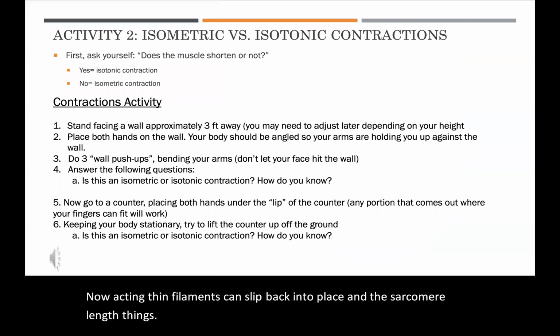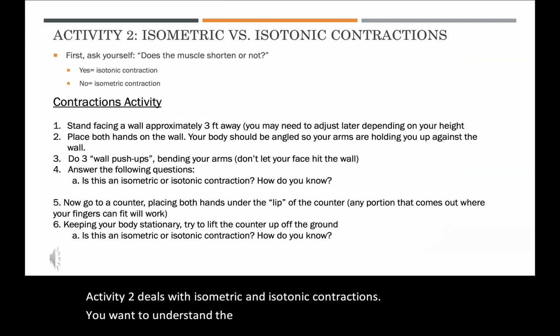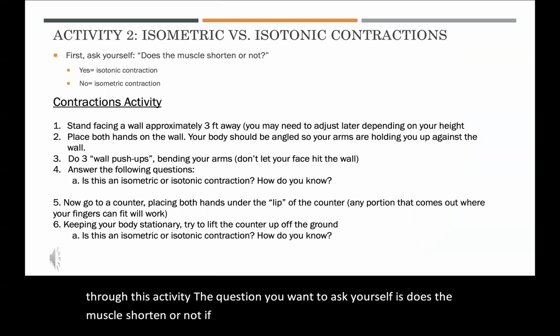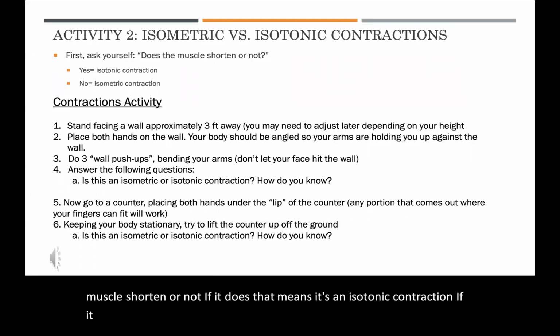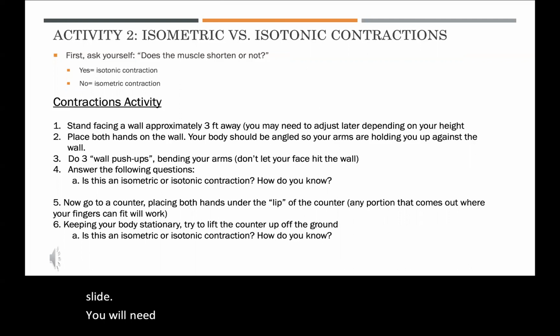Activity 2 deals with isometric and isotonic contractions. You want to understand the difference between the two. As you go through this activity, the question you want to ask yourself is, does the muscle shorten or not? If it does, that means it's an isotonic contraction. If it does not, that means it's an isometric contraction. Please take a minute to go through the steps of this activity before going to the next slide. You will need this to fill out your post-lab report.